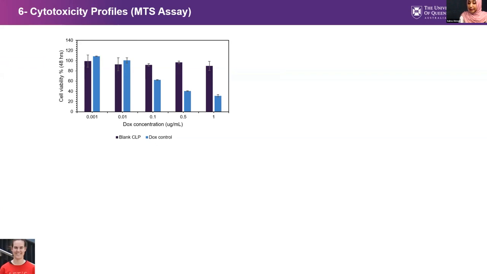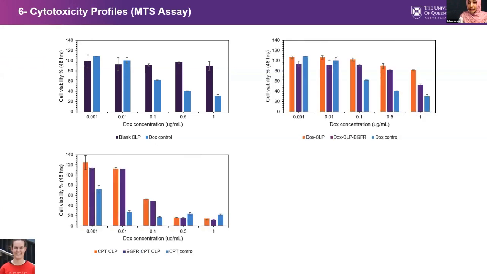Now, when we encapsulate the drugs within them, we can see that whenever doxorubicin is introduced in high concentrations, it's able to kill the cells. However, the ones that have EGFR attached to them can bind more towards the cells. For camptothecin, we can see that it's way more toxic than doxorubicin, and the ones that have EGFR have almost similar performance as the ones that don't have it.